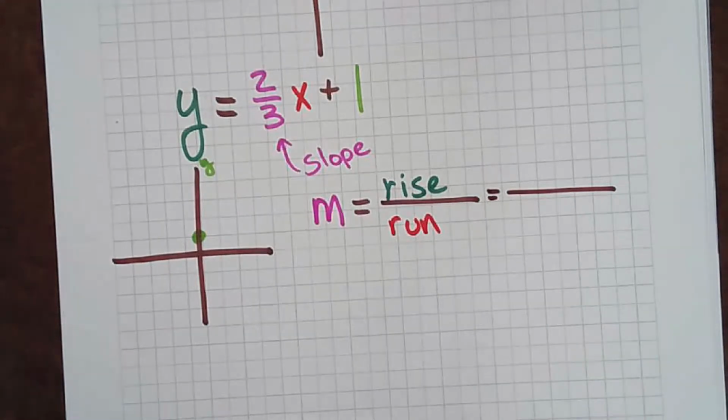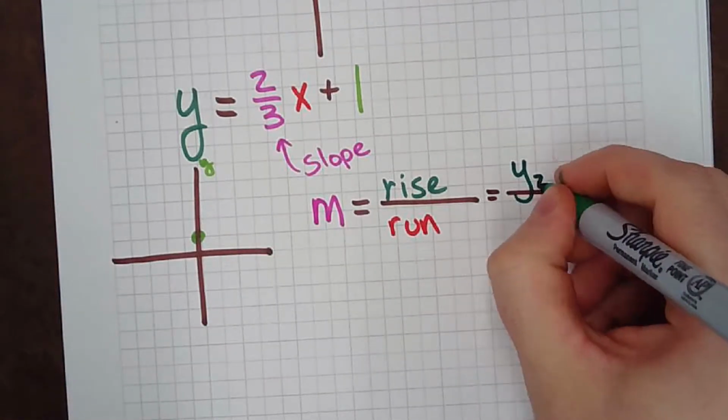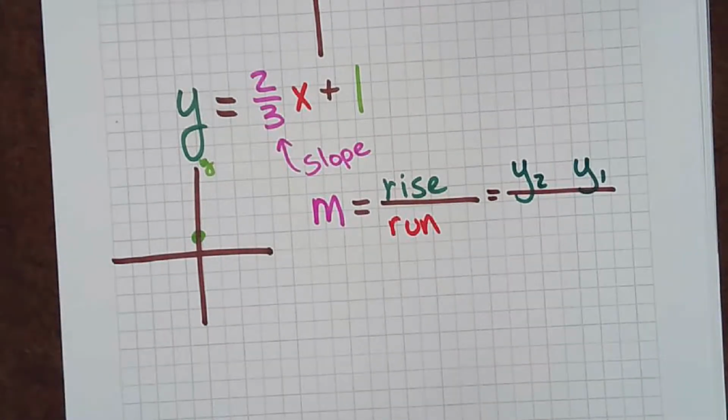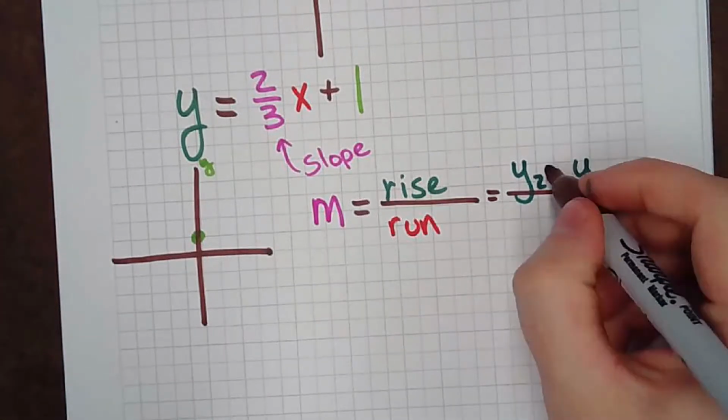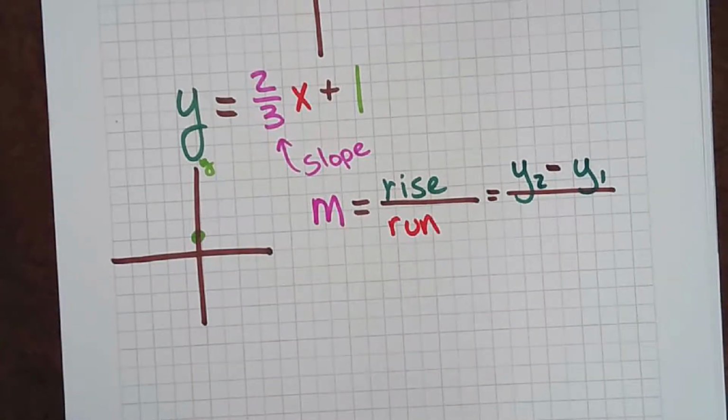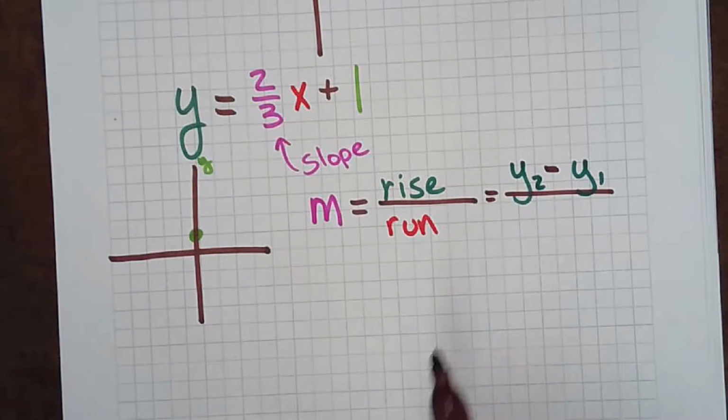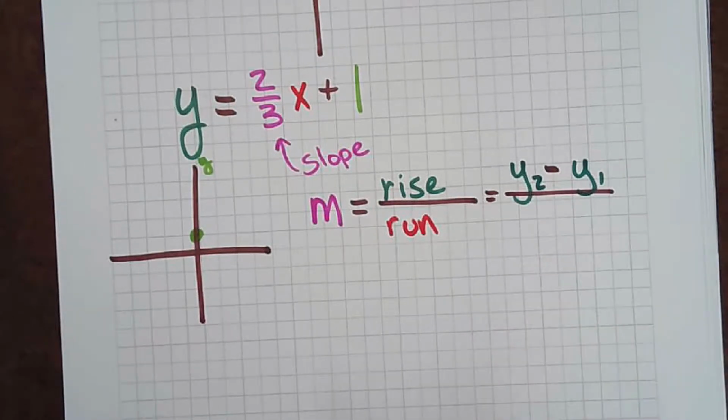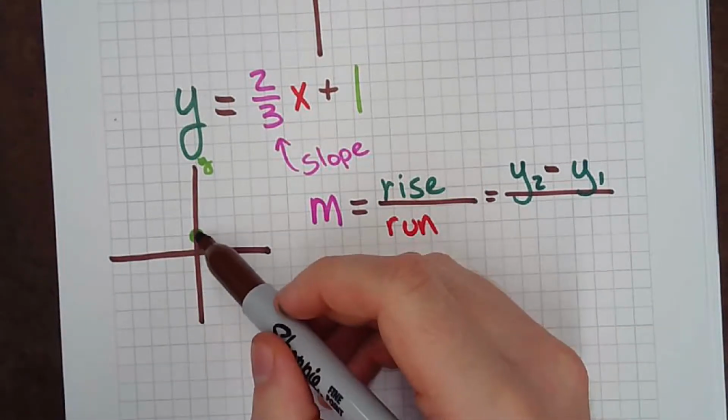Rise is just how much you went up. So it's going to be the difference between your y values. Between any two coordinates on your line, any two dots that you have on your line, there's going to be two y values. If you subtract them, you'll find the distance between them. So you'll find out how much they've gone up vertically.